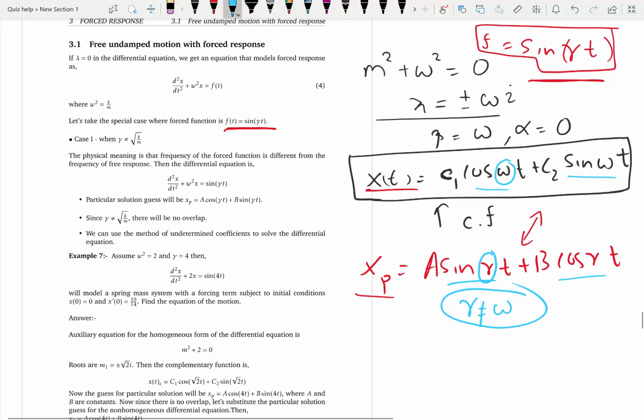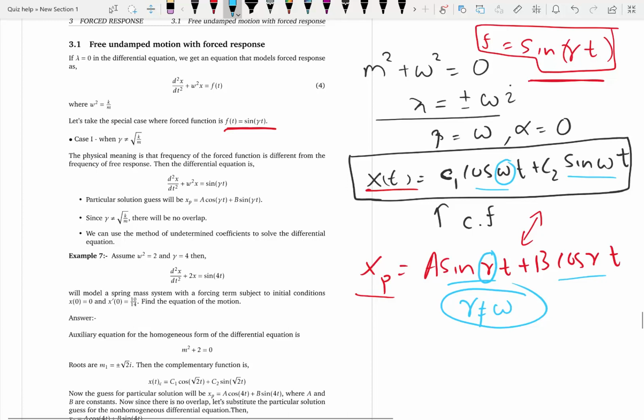Really, we start with a boring case, because it's really boring when gamma is not equal to w. But when gamma is equal to w, or when you have an overlap, you will see in the next video lecture that it's very interesting. Okay, all right. So however, that is the mathematical explanation. Now what is the physical explanation of gamma being equal to w?